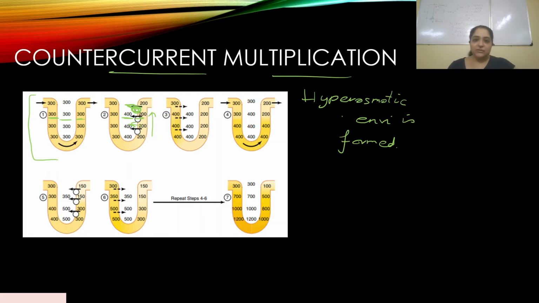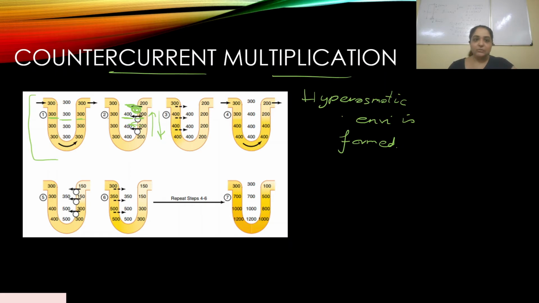Now salts have come out. We know that the descending limb of the loop of Henle is permeable to water, but not permeable to salts. So water will tend to move out over here.